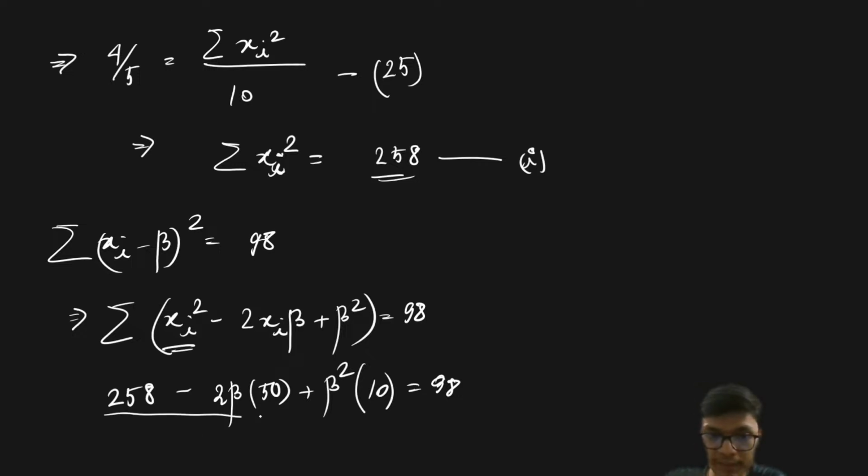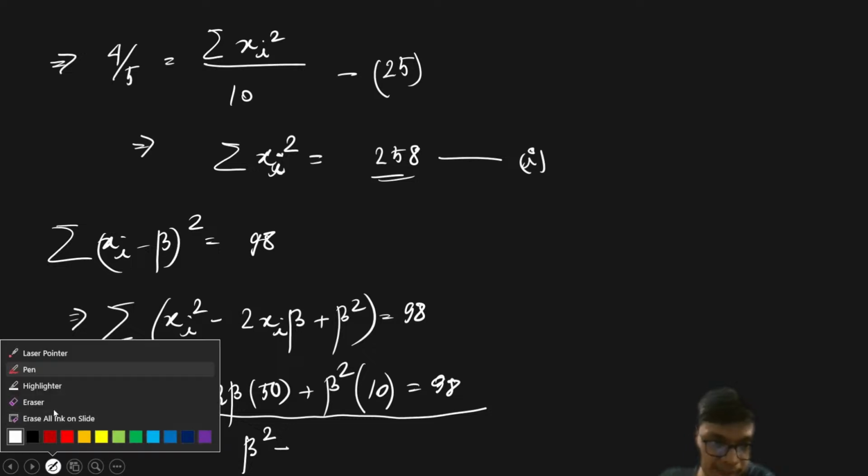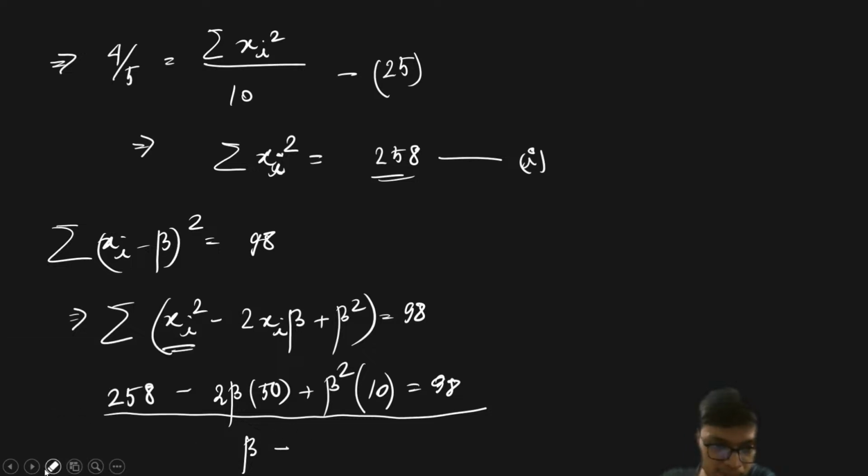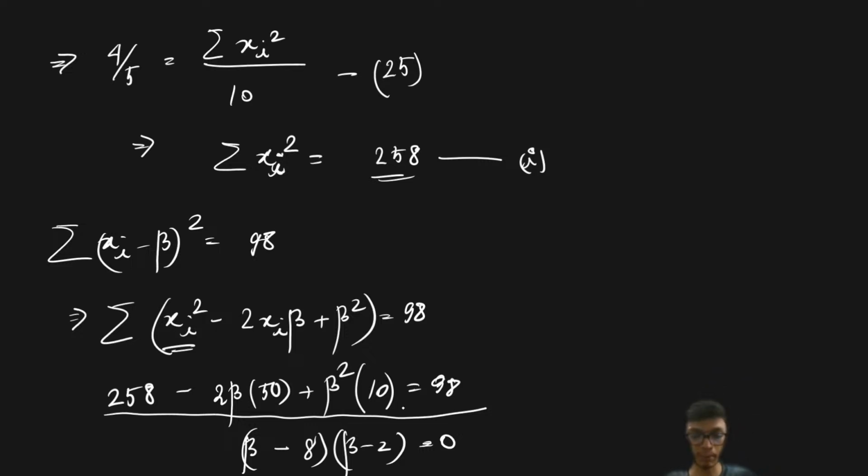Now we see that this is basically a quadratic equation in beta, which can be simply factorized. I'm just trying to factorize this part out. So this is going to be beta minus 8 into beta minus 2. You can also try this and see, okay? This is going to come out as beta minus 8 into beta minus 2.